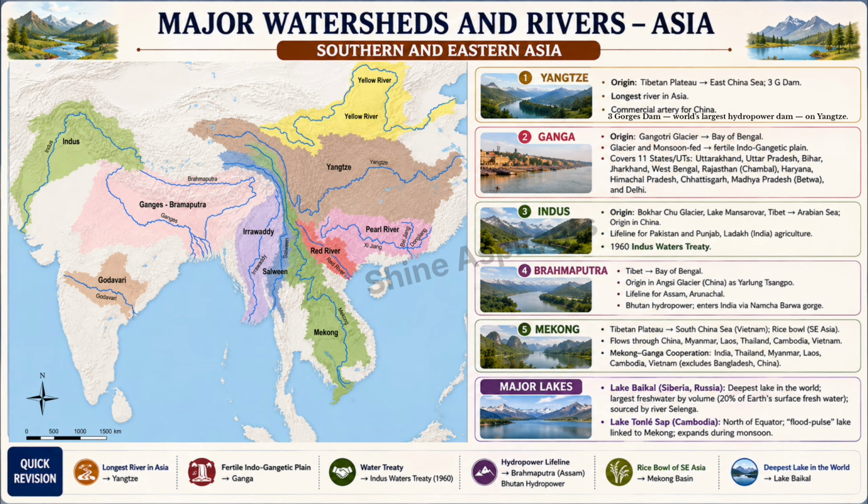Mekong River. Origin, Tibetan Plateau; mouth, South China Sea, Vietnam. Key facts. Rice Bowl of Southeast Asia. Flows through China, Myanmar, Laos, Thailand, Cambodia, Vietnam, 6 countries.